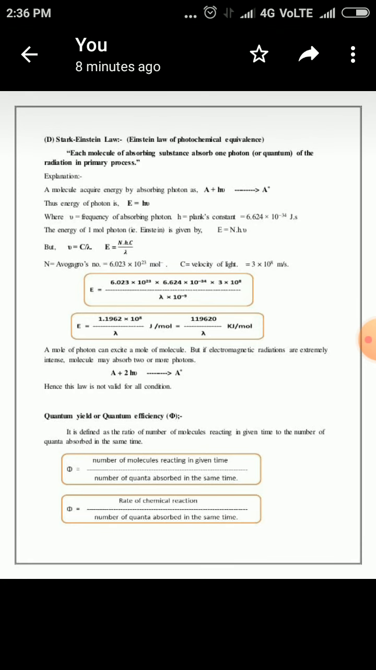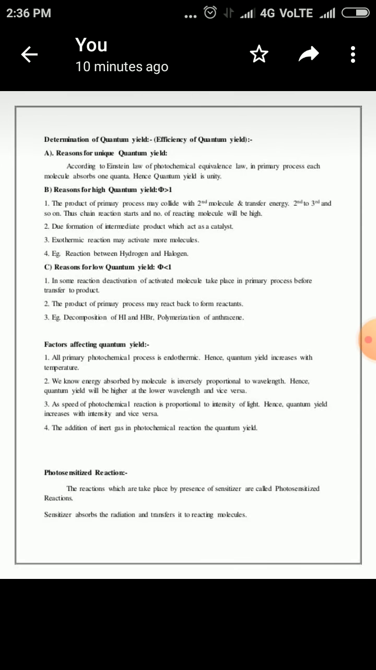Now we discuss the quantum yield or quantum efficiency. It is defined as the ratio of the number of molecules reacting in a given time to the number of quanta absorbed in the same time. So psi is equal to the number of molecules reacting in a given time upon the number of quanta absorbed in the same time. We can also write this as the rate of chemical reaction upon the number of quanta absorbed in the same time. Now, determination of quantum yield. First is the reason for unit quantum yield. According to Einstein's photochemical equivalence law, in the primary process each molecule absorbs one quantum, hence quantum yield is unity.